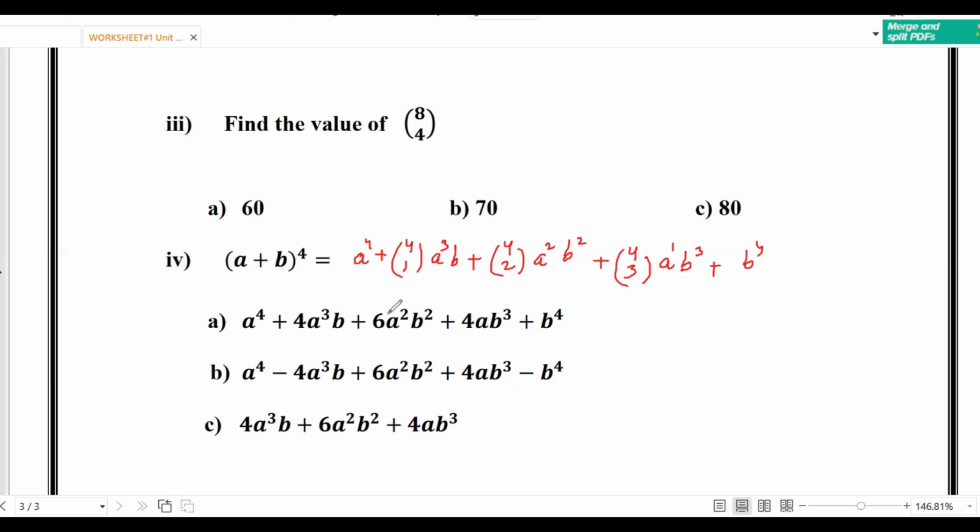So we can say that a to the power 4 plus 4 a cubed b plus 6 a squared b squared, and most probably this is 4C3. We can check again. 4C3 gives us 4 as well. So the work is done. This is 4 a b cubed plus b to the power 4. So the first is the correct answer. I hope it is clear.